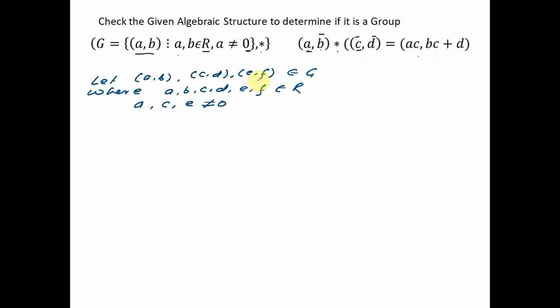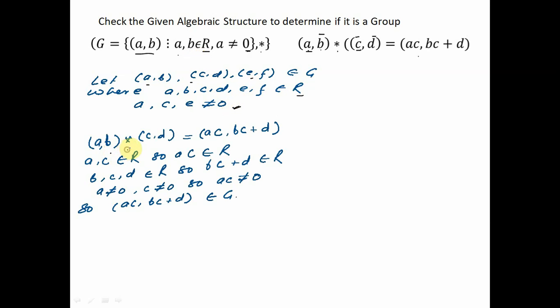Let (a, b), (c, d) and (e, f) all belong to G, where a, b, c, d, e, f are all real numbers and a, c and e are non-zero. Now, (a, b) star (c, d) is given by (ac, bc plus d).